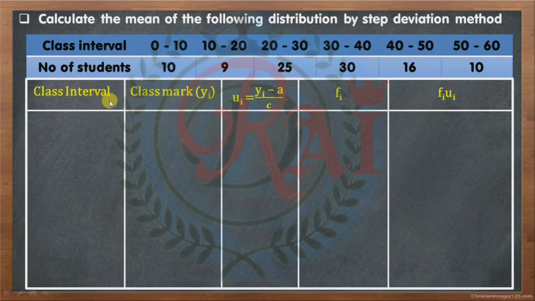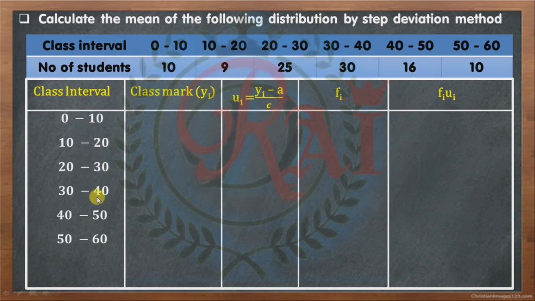Class intervals are from 0 to 10, 10 to 20, 20 to 30, 30 to 40, 40 to 50, 50 to 60, and their frequencies are 10, 9, 25, 30, 16 and 10. We'll calculate the class mark. We'll add these two and divide by 2. So 10 plus 0 is 10, divided by 2 is 5. Similarly it is 15, 25, 35, 45 and 55.